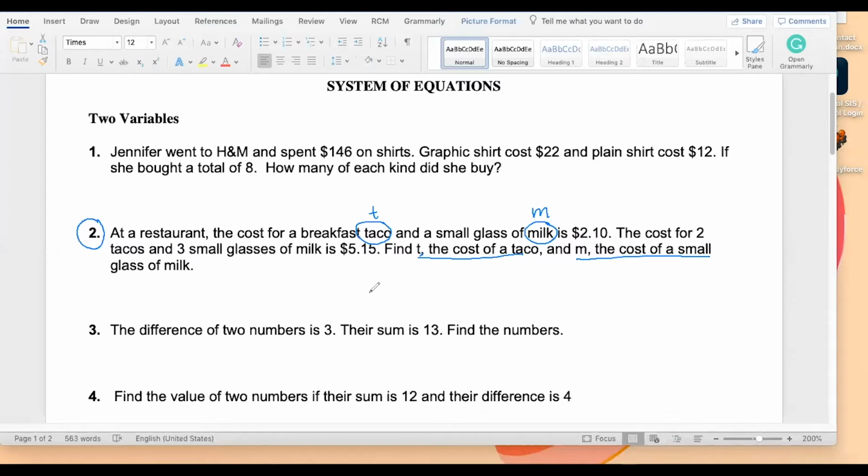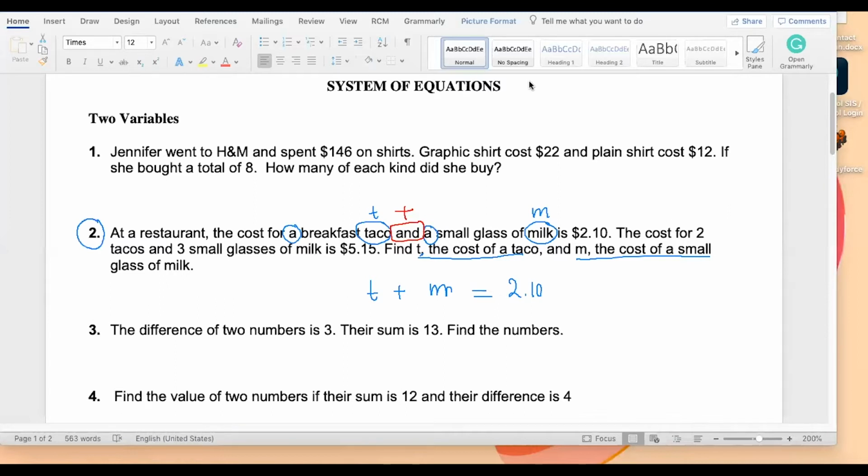Okay, let's do the first line. We know that the cost of a breakfast taco and a small glass of milk is $2.10. So we could say T plus M equals 2.10. Excellent. Now, how do we know this is adding? What is the keyword right here telling us? Oh, they have the word and, which means add, yes. Exactly, and means adding, so we add them together.